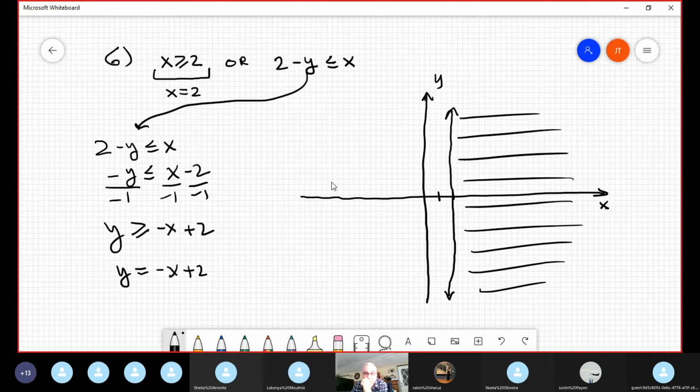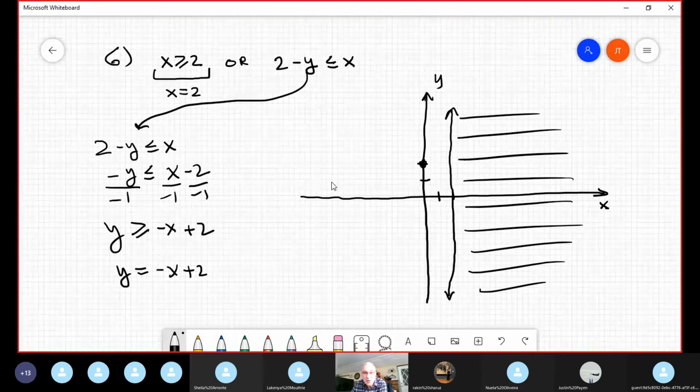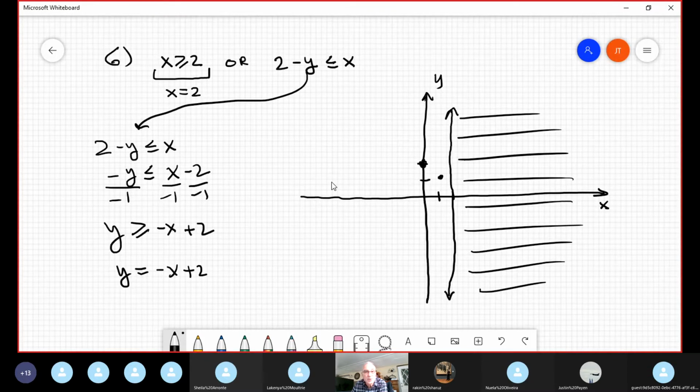And the y-intercept, let's say, is 2. The slope is negative 1. So I go down 1, down because it's negative, and 1 to the right, and you get this second point. And this is also a solid line. You connect this solid line. But you shade, look at that, the symbol switched, reversed. You shade above the line.